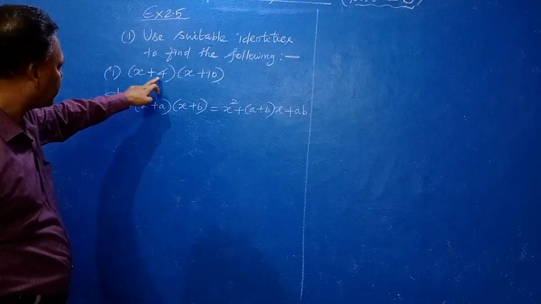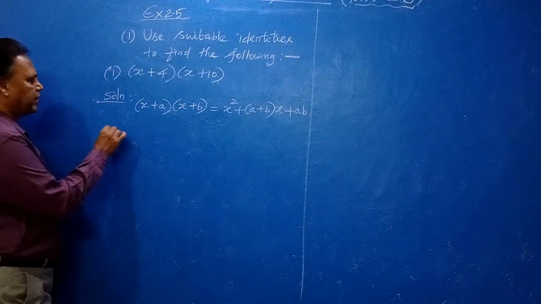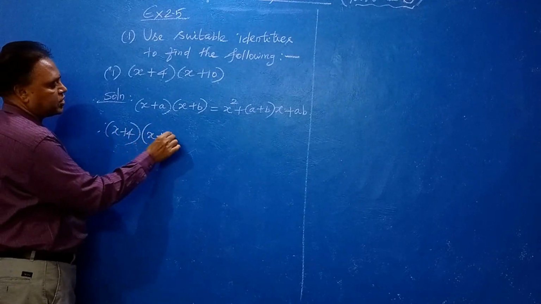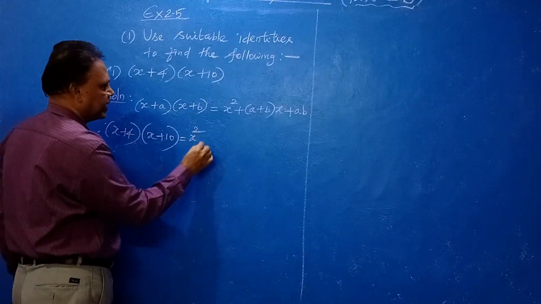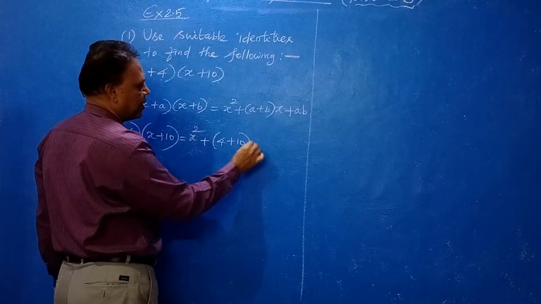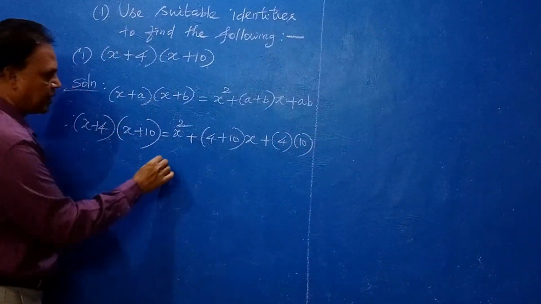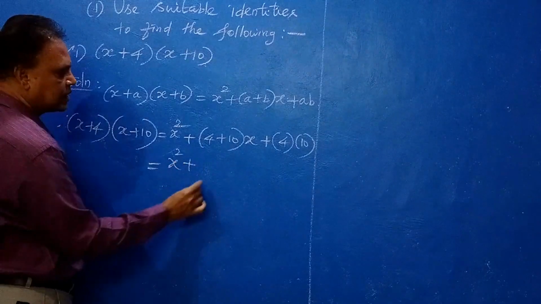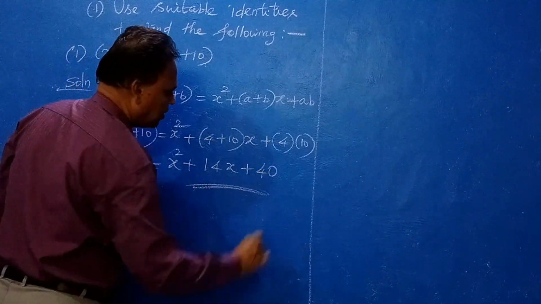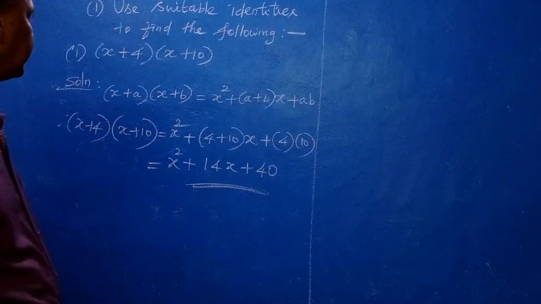Now here a is 4 and b is 10. Now you apply. Therefore, x plus 4 into x plus 10 is equal to x squared plus a plus b, that is 4 plus 10, into x plus 4 into 10. That is equal to x squared plus 14x plus 40. That's all. Just applying the formula, we get the solution. Clear?